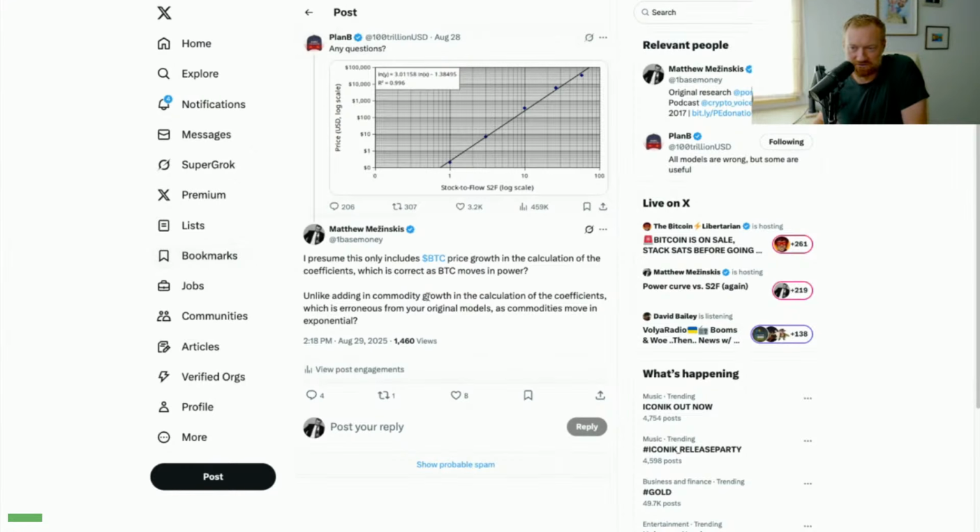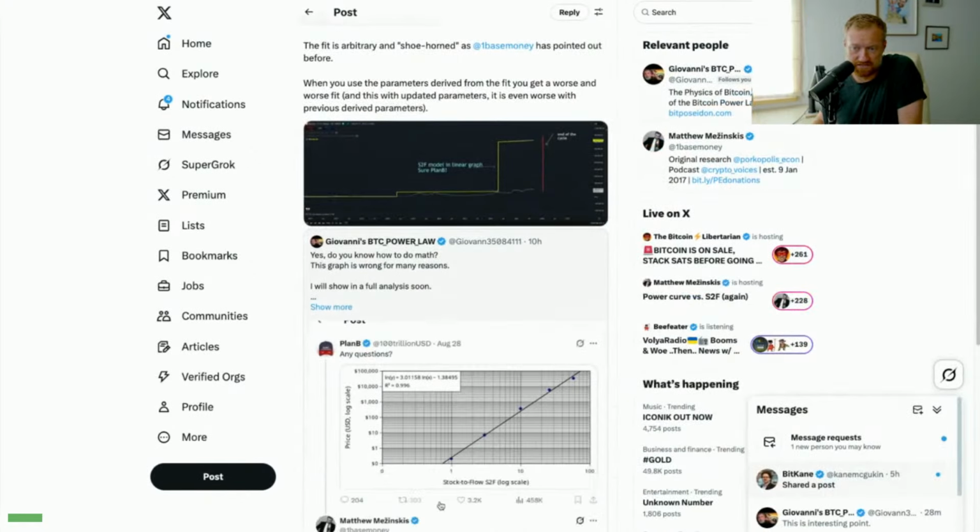Of course, he wasn't going to respond. As I wrote, I presume this only includes BTC price growth in the calculation of the coefficients, which is correct as BTC moves in power. I said, unlike adding in commodity growth in the calculation of the coefficients, which is erroneous from your original models as commodities move in exponential.